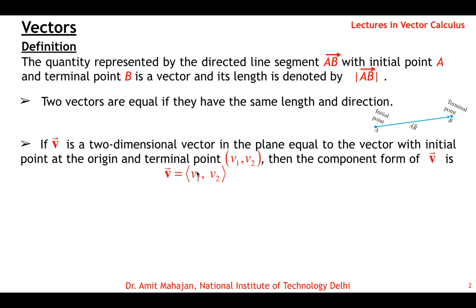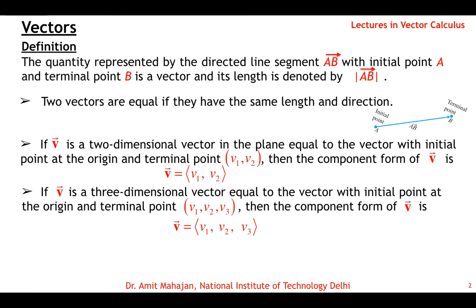Here v1, v2 are components of vector v, with the initial point origin and the terminal point v1, v2. Similarly, we can have a vector in three dimensions or even in higher dimensions, with the standard position as origin and terminal point at v1, v2, v3. So v1, v2, v3 are the components of the vector, and we can write vector v in this form also.